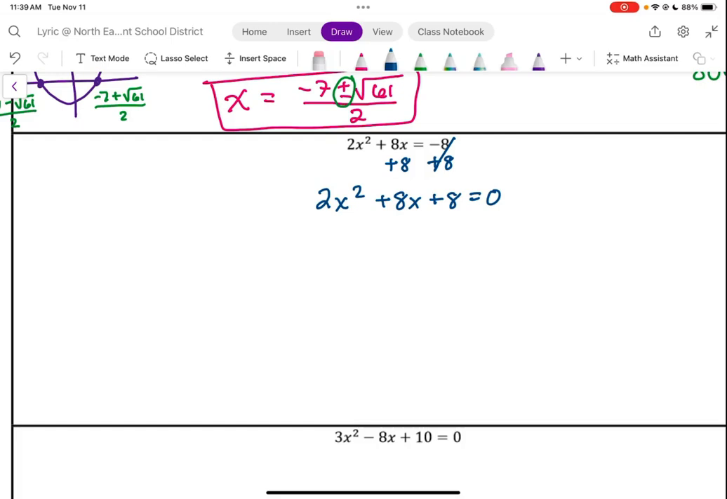Now our new second step says factor out the GCF if possible. Well, between 2, 8, and 8, what are they all divisible by? What is the largest number they could all be divisible by? If you said 2, your answer is correct. We're going to factor out a 2.